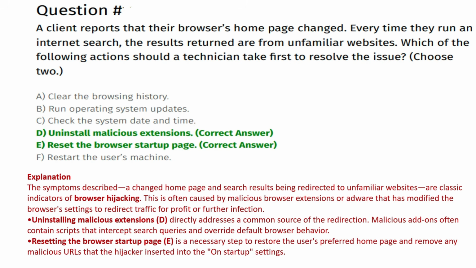The symptoms described, a changed homepage and search results being redirected to unfamiliar websites, are classic indicators of browser hijacking. This is often caused by malicious browser extensions or adware that has modified the browser settings to redirect traffic for profit or further infections. So uninstalling malicious extensions, option D, directly addresses a common source of the redirection. Malicious add-ons often contain scripts that intercept search queries and override default browser behavior.